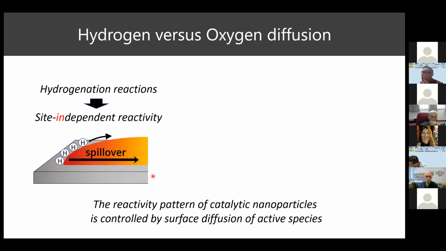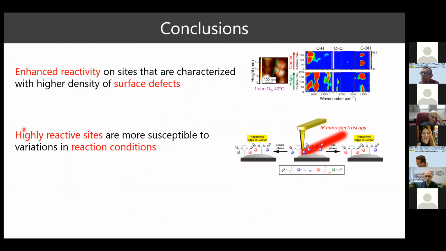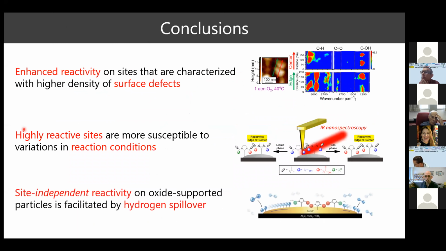So while in hydrogenation we see site-independent reactivity due to spillover, in oxidation there's no spillover, there's site-dependent reactivity. This is actually what I showed you in the first part of this talk. I talked about oxidation reaction, in which we see site-dependent reactivity. In the second part of the talk, I showed you that in hydrogenation reaction, we see site-independent reactivity due to spillover effect. This is also summarized here.